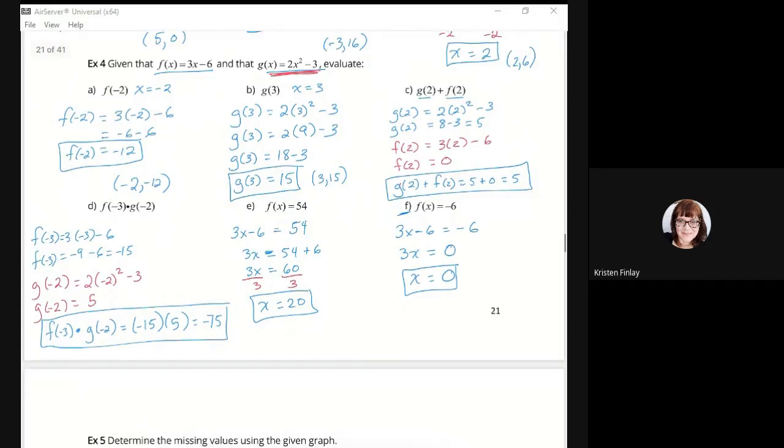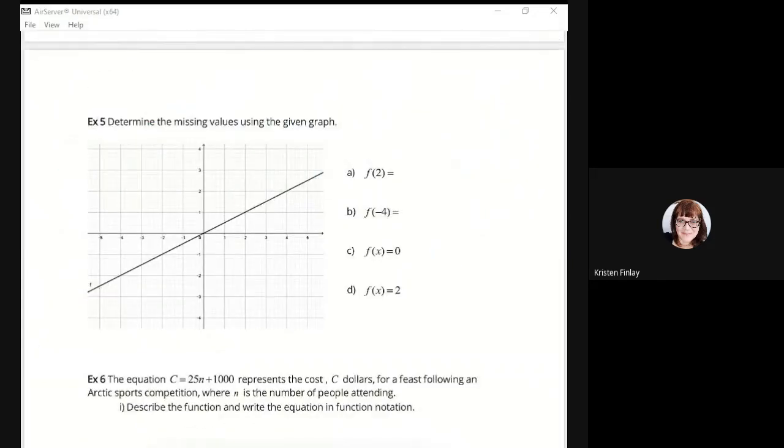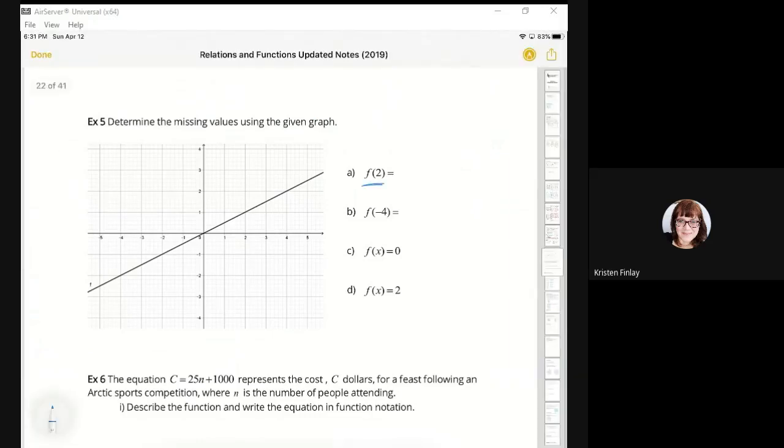So on this next one, it says determine the missing values using the given graph. So it wants f of 2. So using the graph, f of 2, so we look where x equals 2. So x equals 2 and the y value is 1.